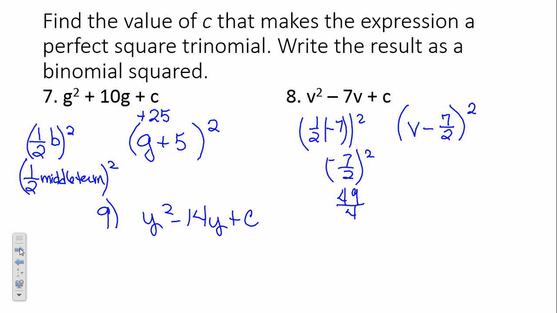$49, everybody get 49. Okay? Now you've made it a perfect square trinomial. So what does it look like as a binomial squared? And what sign should be in the middle? And we need our little squared guy.